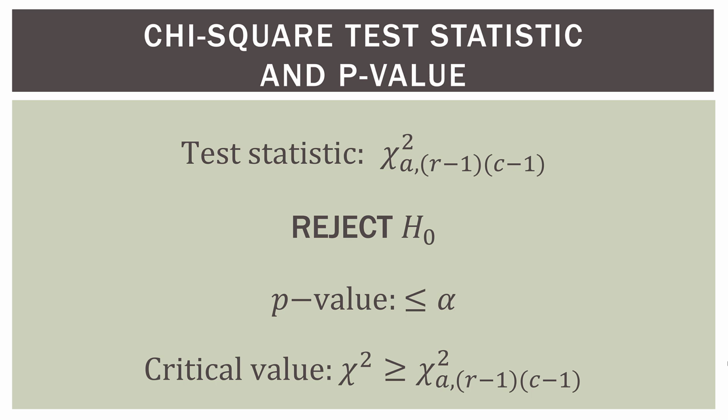We could also use the critical value approach. So if our chi-square value that we calculate is greater than or equal to the chi-square critical value for the given alpha and degrees of freedom, again, we would reject the null hypothesis. So in statistics, the p-value approach and the critical value approach are two sides of the same coin.